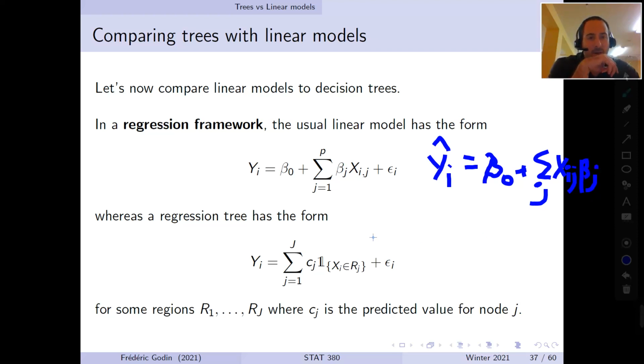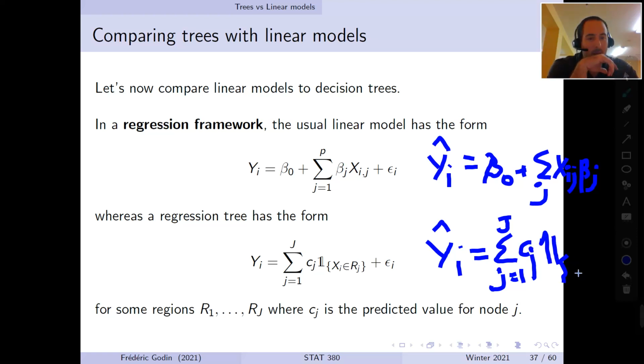Conversely, when you consider a regression tree, the predictions have the following form. The prediction for the ith observation is simply the sum across all possible leaves of the tree. Here, capital J represents the total number of leaves in the tree, of c_j, which is the prediction in the jth leaf, times the indicator function that the predictors of your ith observation are in the subregion j, like this.